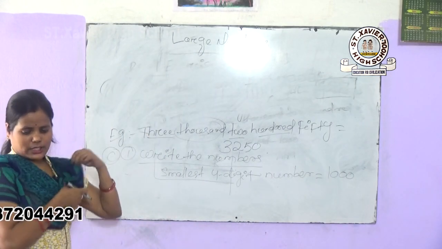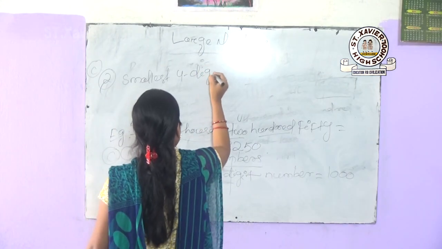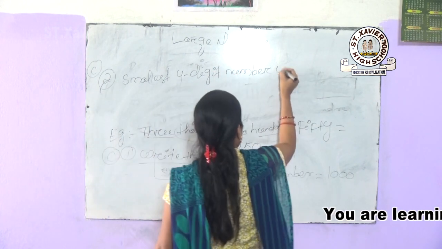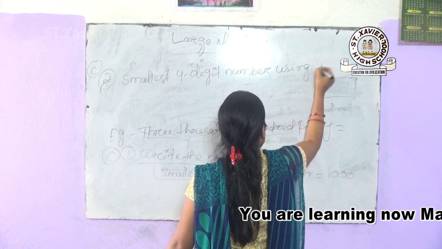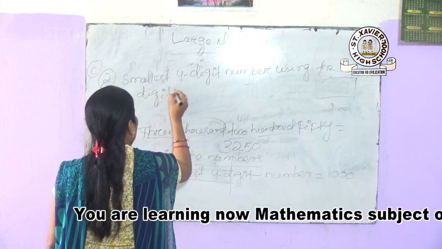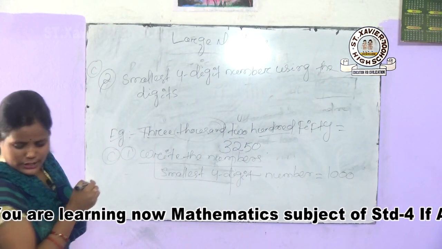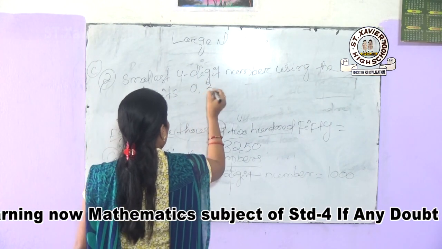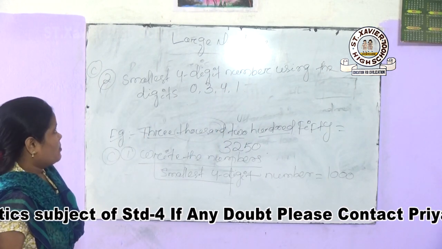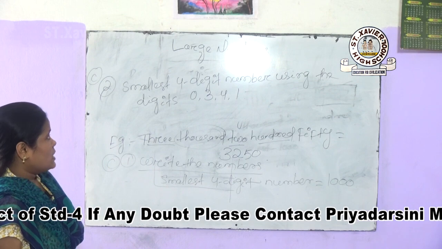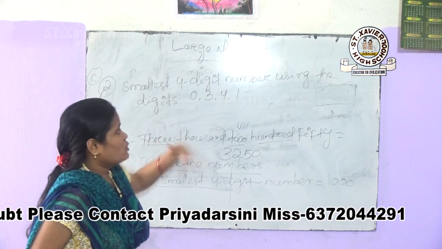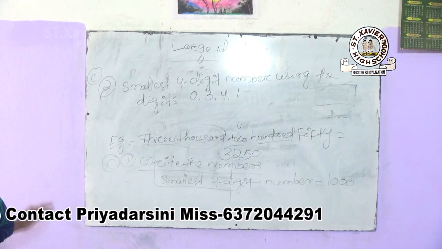Now come to the smallest 4-digit number using the digits 0, 3, 4, 1. So we can prepare a number, the smallest 4-digit number using the digits 0341. Using 0341, we will write the smallest 4-digit number.